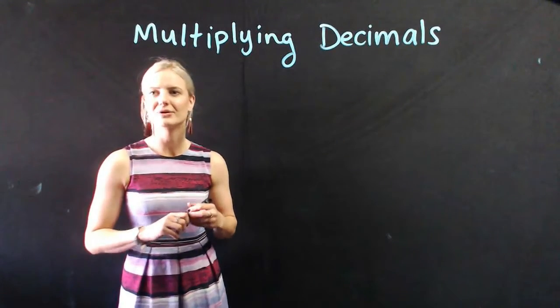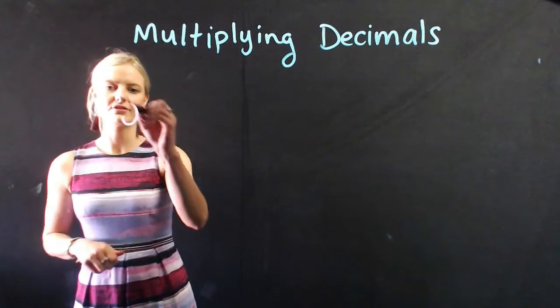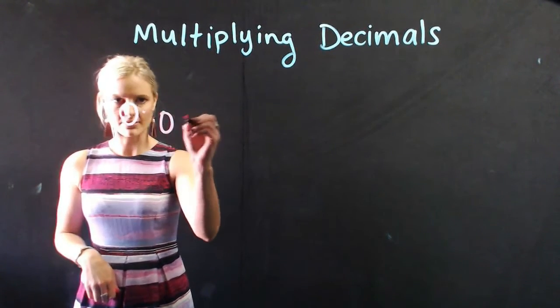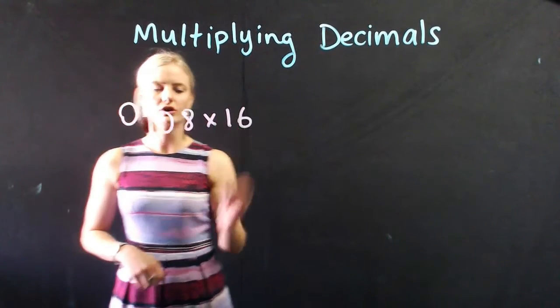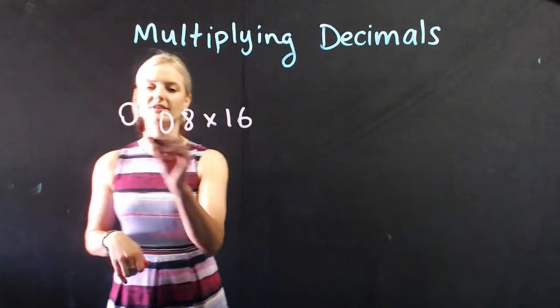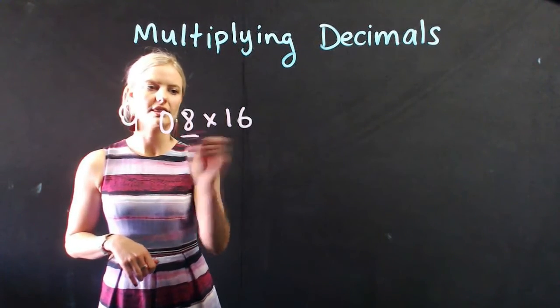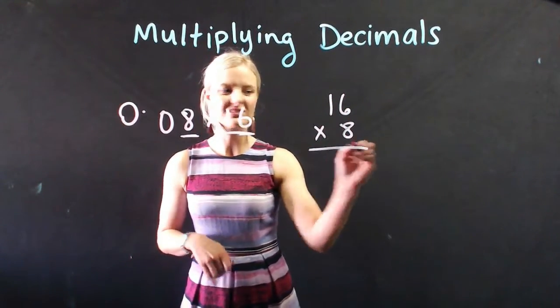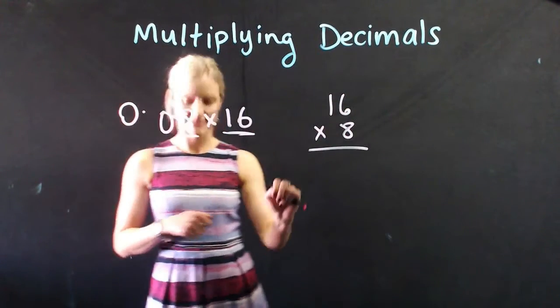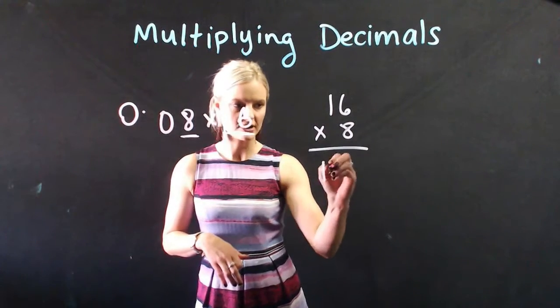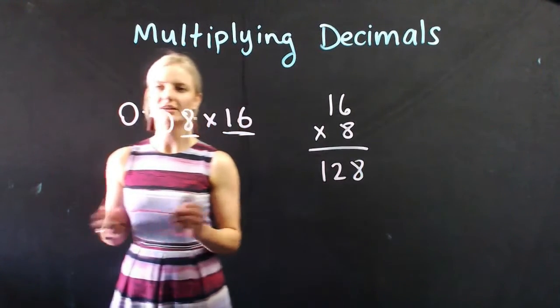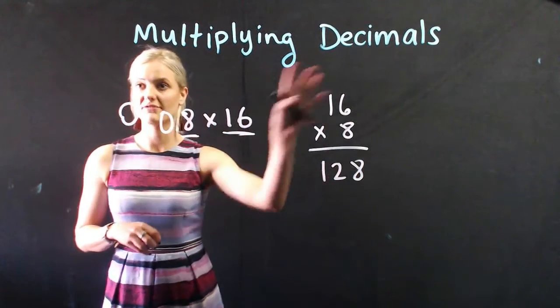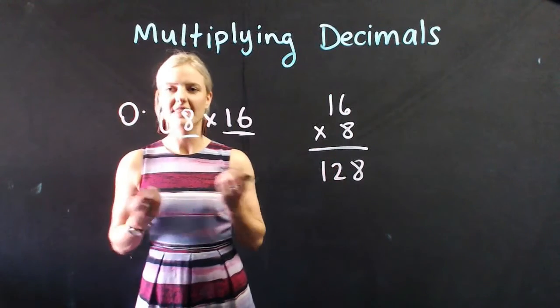Hi, we're going to look at how to multiply using decimals. Say if you have something such as 0.08 multiplied by 16, you can simply ignore the fact that the decimal even exists. Just focus on the digits and you can undertake the algorithm without the decimals even there. 16 times 8, 128.